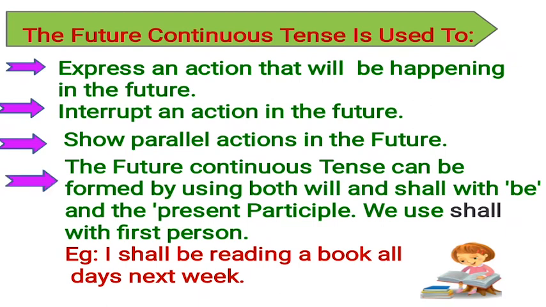Also, we need to remember that the future continuous tense can be formed using both will and shall, like the simple future. After will and shall comes be, and then the present participle, that is the verb in the ing form. We generally use shall with the first person, and for the other nouns and pronouns we generally use will. For example, I shall be reading a book all day next week. As the subject is I, therefore I have used the verb shall.